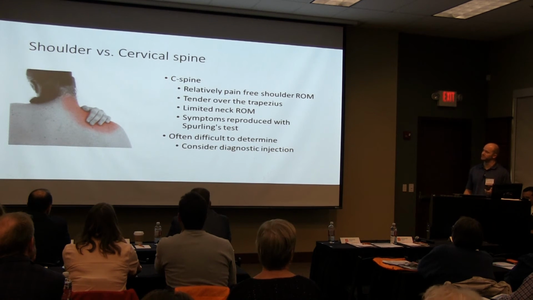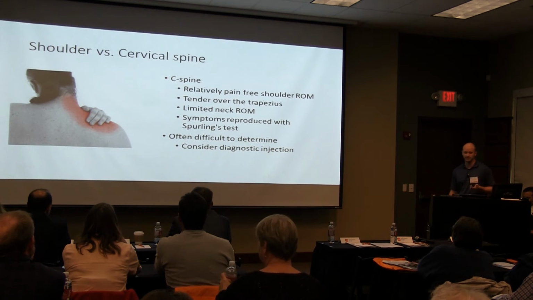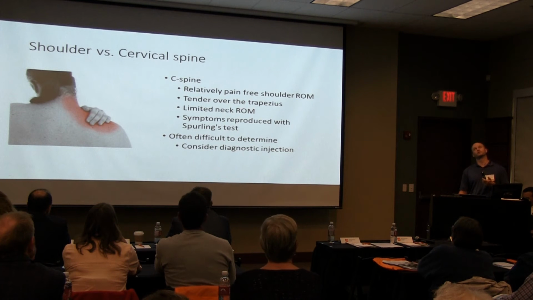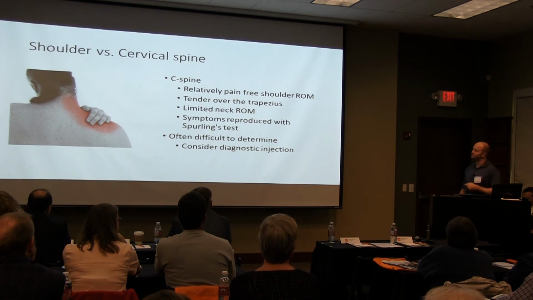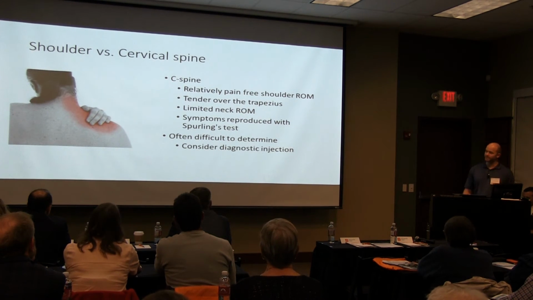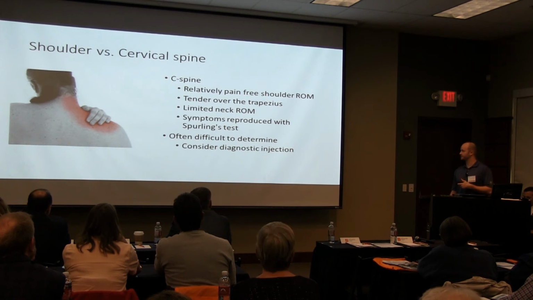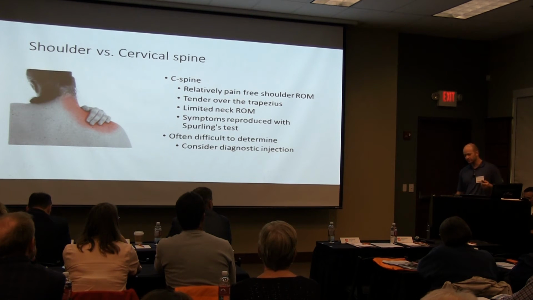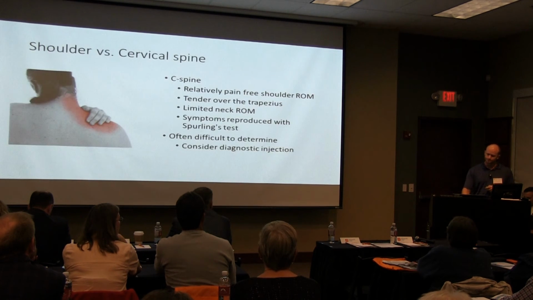Tenderness over the trapezius, limited neck range of motion. I do a Spurling's test in everybody, which is where you have them look up, turn their head to the side, and apply an axial load to the top of the head. And if that reproduces their symptoms in the back of the shoulder, I would start thinking about their neck. And in many cases, especially for what I see, sometimes it's really hard to tell. What I do in most of those cases is give them a diagnostic cortisone injection in the shoulder, and if it gives them relief, it certainly steers you more toward the shoulder.